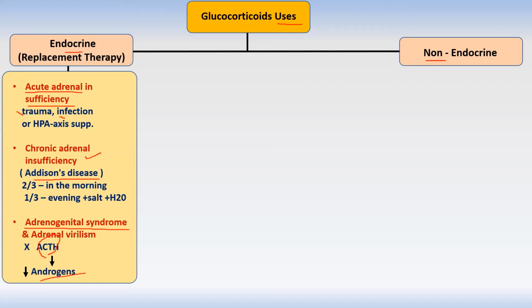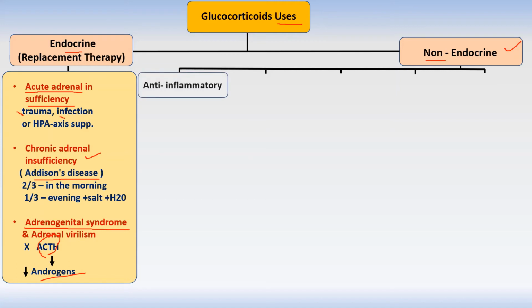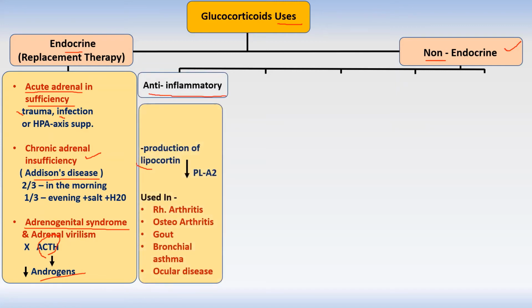Now next, moving on to the non-endocrine uses of glucocorticoids. There are abundant uses coming under this non-endocrine. They can be discussed under the following headings. The first one is the anti-inflammatory effect. This anti-inflammatory effect is mainly due to the production of lipocortin, which is a protein that will inhibit phospholipase A2. Inhibition of this phospholipase A2 will lead to no production of prostaglandins and leukotrienes.